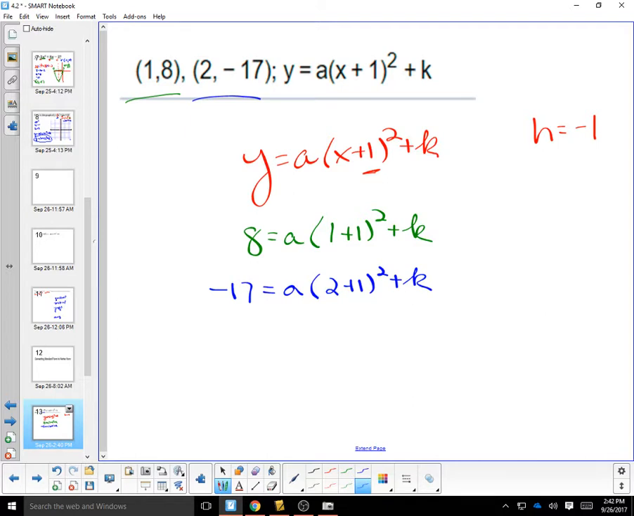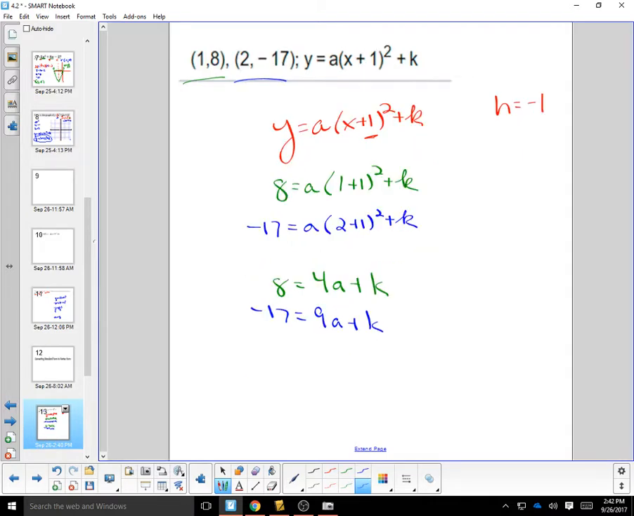Now, you might not recognize it right now. I'm going to clean it up a little bit. Let's go with the green again. 8 is equal to, what's 1 plus 1? What's 2 squared? So that is 4a plus k. Looking at the blue one, -17 is equal to, what's 2 plus 1? 3 squared is? So that is 9a plus k. Does anybody see what we're working with now?